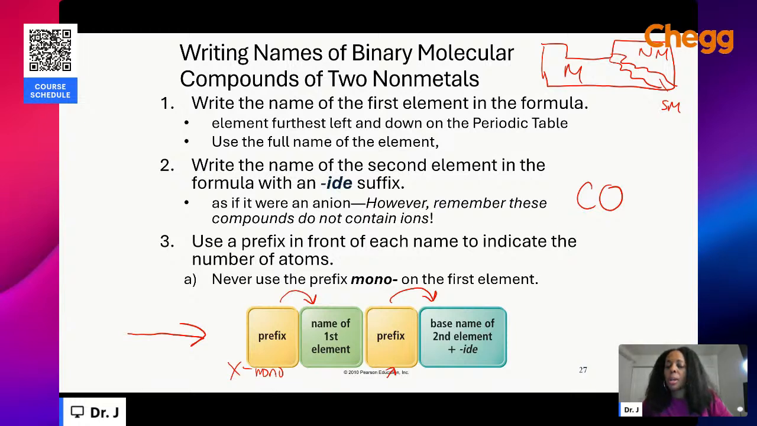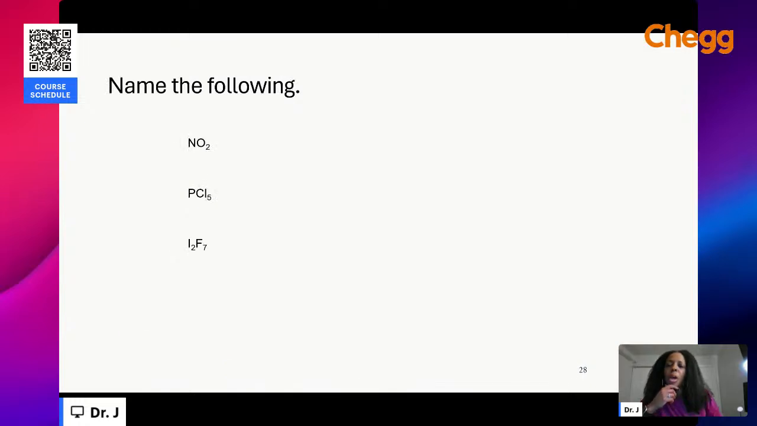That would be carbon monoxide. We don't say monocarbon monoxide because that mono in the front would be a bit redundant. And so I give that example because we never use mono in that first position when we're naming something. Okay. And so let's try naming a few of these different compounds.